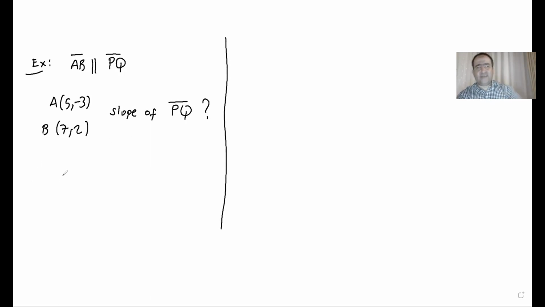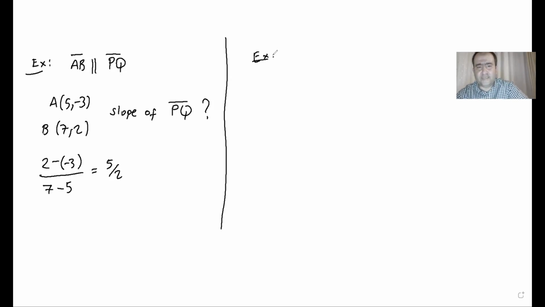Change in y-axis over change in x-axis. Okay, 2 minus minus 3 over 7 minus 5. It must be 5 over 2. Okay, it must be 5 over 2.